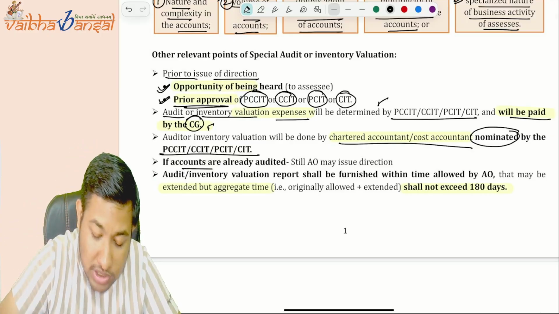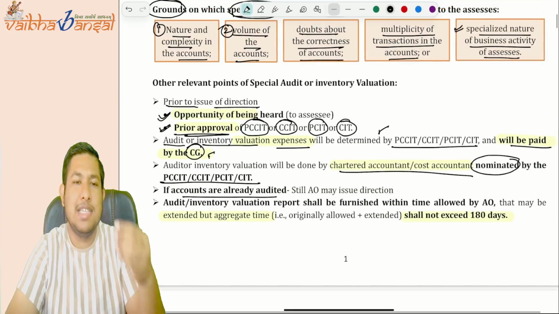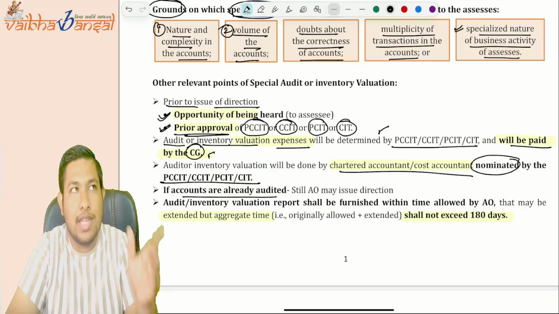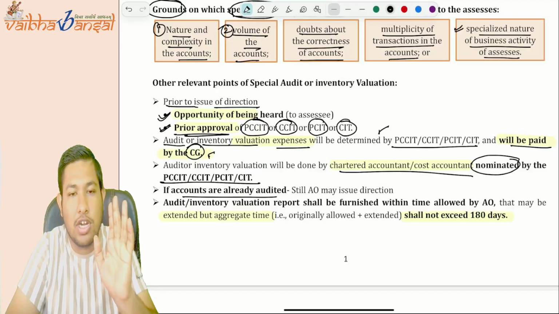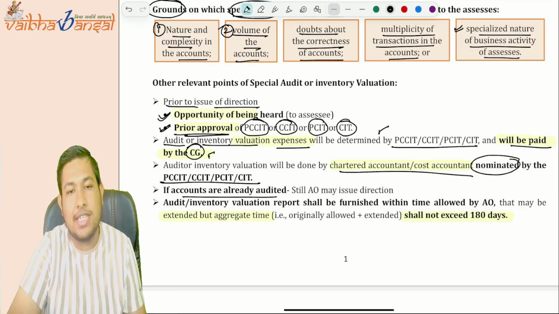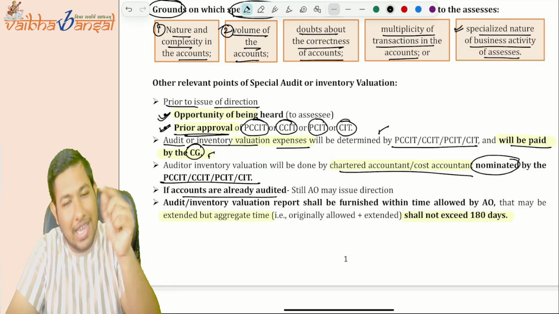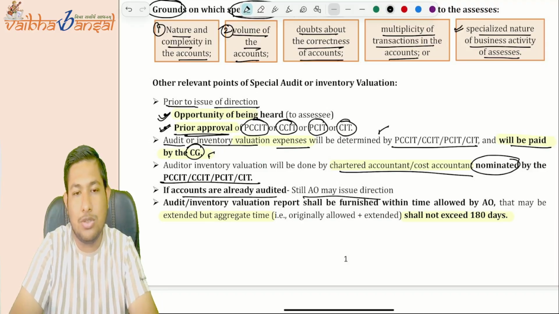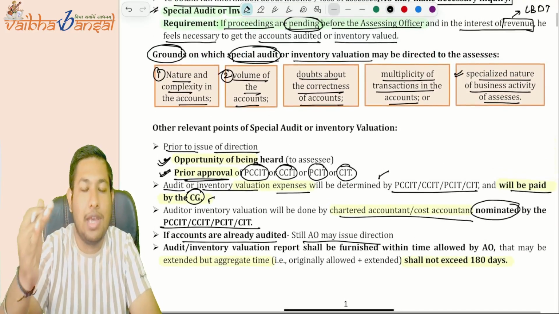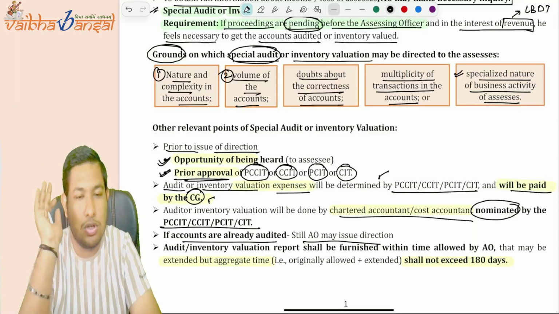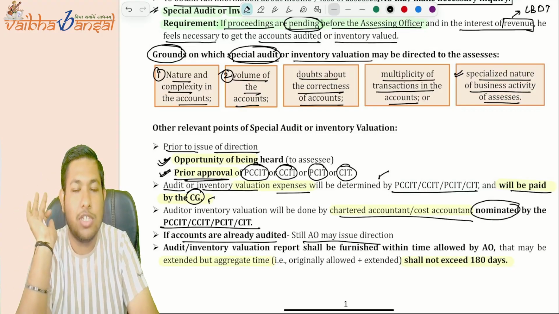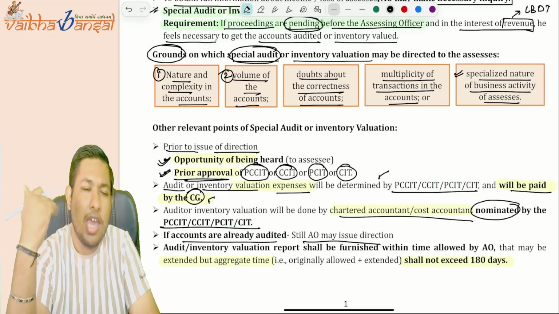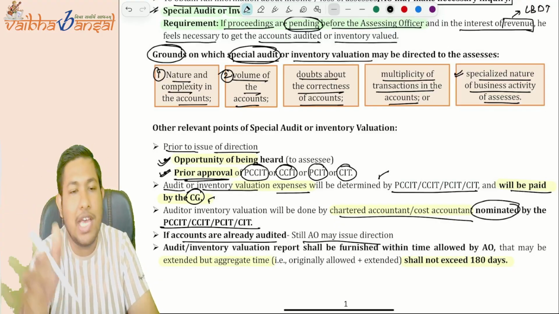Now, if the accounts are already audited, I have already said the assessee has already done the company audit and the tax audit, but this is of a special nature. That is why the assessing officer wants the accounts to be audited. So, whether the accounts are already audited by the assessee, can the assessing officer again ask for a special audit? Yes, he can ask for the special audit. There is no issue in that. See, this is a separate audit other than the company audit or the tax audit. Whether the internal audit, tax audit, everything is done, there is no issue. He can even ask for the special audit.